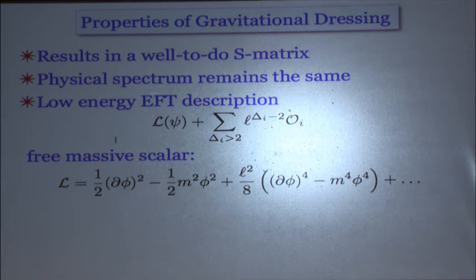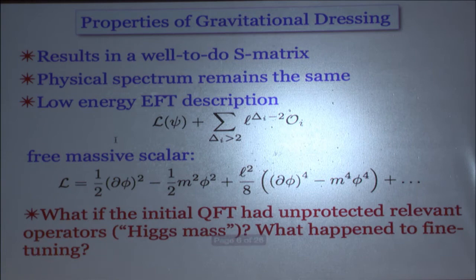Now the confusion which we had back then was the following. What if the initial quantum field theory has unprotected relevant operators? You should think of something like the standard model, which has a Higgs mass. So what happened to fine-tuning? And basically, I think by the very definition, one cannot call this model fine-tuned, because a fine-tuned theory, I think, is something for which you need a Rube Goldberg kind of construction to build it.